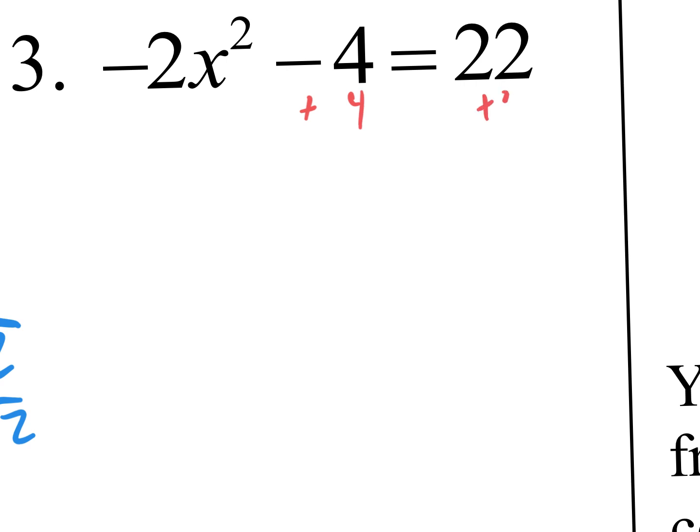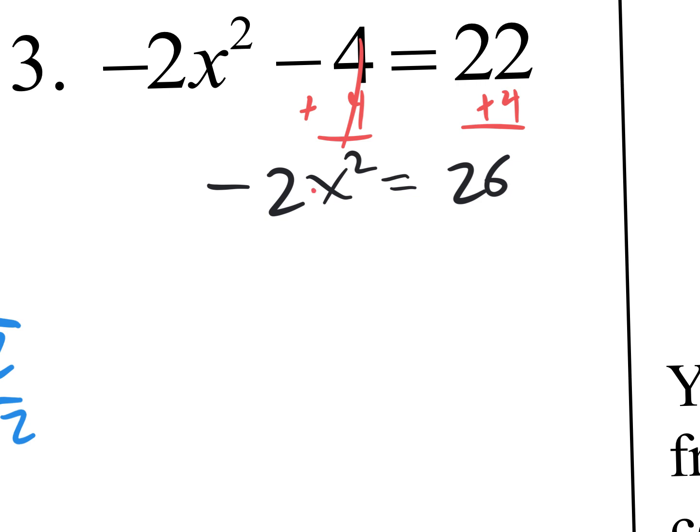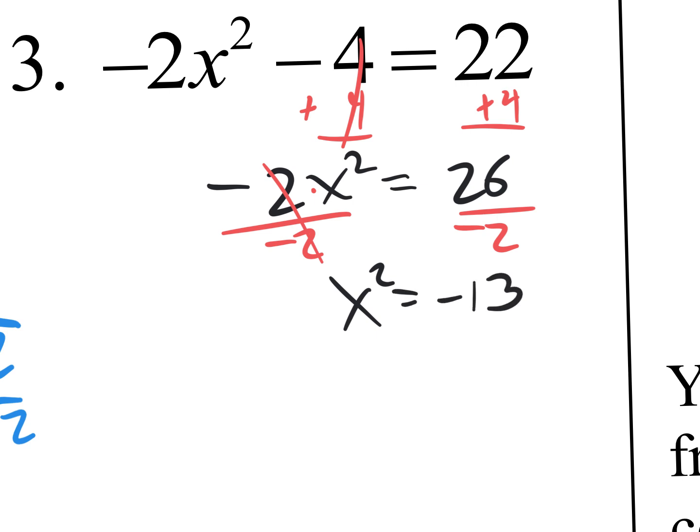Plus 4 cancels out. Negative 2x squared equals 26. Get rid of the multiplication of negative 2 by dividing by negative 2. You end up with x squared equals negative 13. How do I get rid of the square? Square root. With the square root, what you do to one side, do to the other. You're going to have x equals. Don't forget the plus or minus right in front of it.